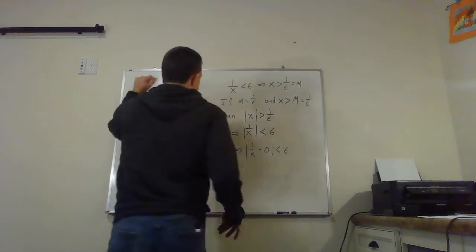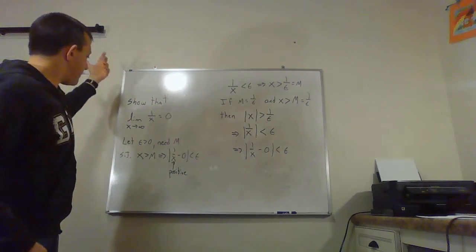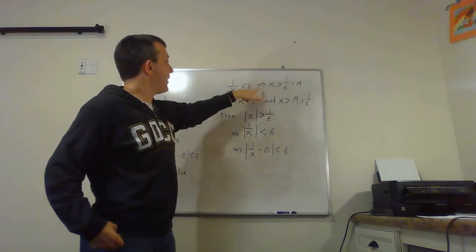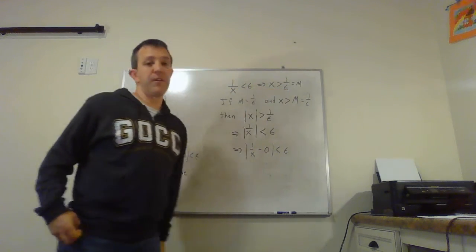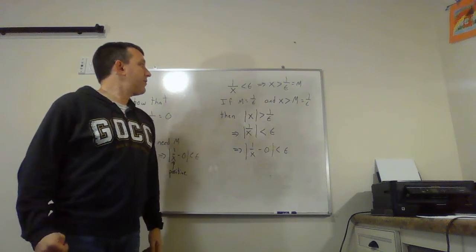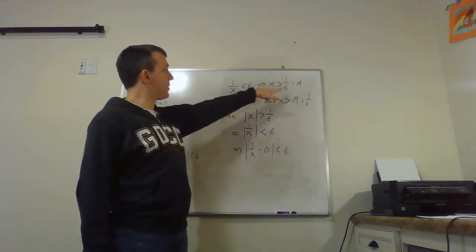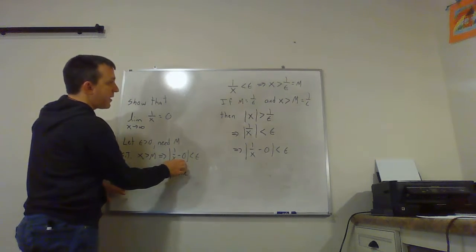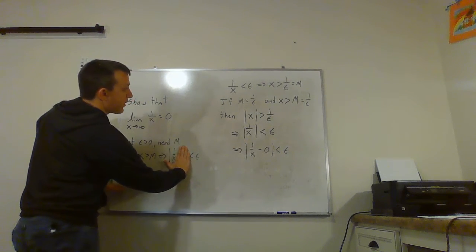All right, so let's take a look at how we're going to do this. So let's start with 1 over x being less than epsilon. That implies that x would be bigger than 1 over epsilon. And so all we're going to do is set that equal to m. Okay, we want this to be less than epsilon. That's the same thing as just 1 over x.